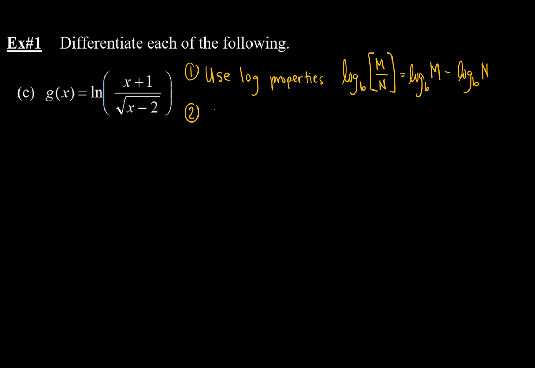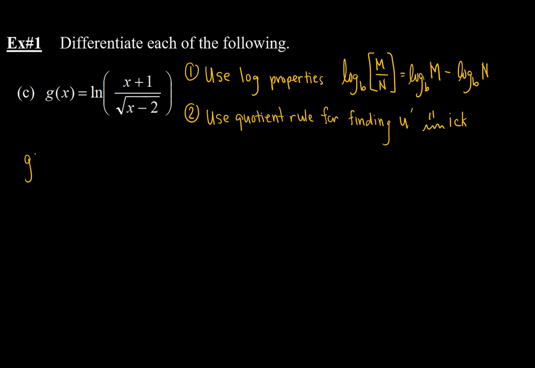The second method is kind of long. And this one, you would leave it as is, and then you would just use the quotient rule for finding u prime. I'm going to tell you right now, that second method is just unnecessary. Use your logarithmic properties. It makes your life a lot easier. All right, let's show that.